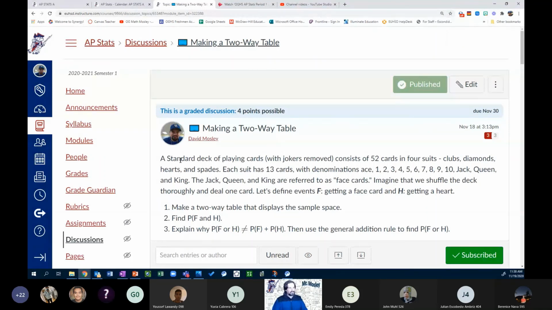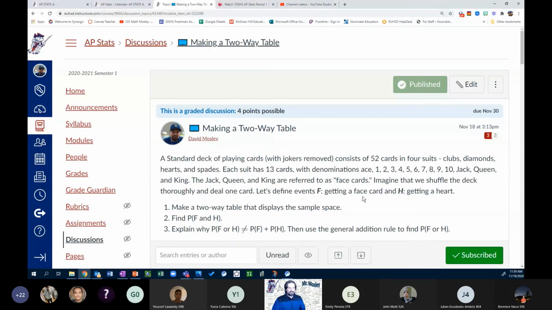So we have a standard deck of playing cards with jokers removed. It consists of 52 cards in 4 suits: clubs, diamonds, hearts, and spades. Each suit has 13 cards with denominations ace, 2, 3, 4, 5, 6, 7, 9, 10, Jack, Queen, King. I'm a numbnut. Sorry, guys. The 1 shouldn't be there. I'll fix that later. The Jack, Queen, King are referred to as face cards. Imagine that we shuffle the deck thoroughly and deal 1 card with defined events.